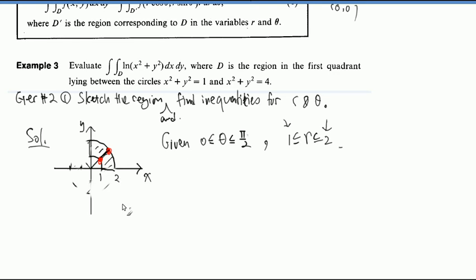Where is 0 and where is pi over 2? 0 is here. This is called standard position. 0 is always the positive x-axis, and counterclockwise is where theta increases. So here is pi over 2. Go over pi here. Right? This is called standard position. Cylindrical, spherical all rely on the same orientation. Make sense?